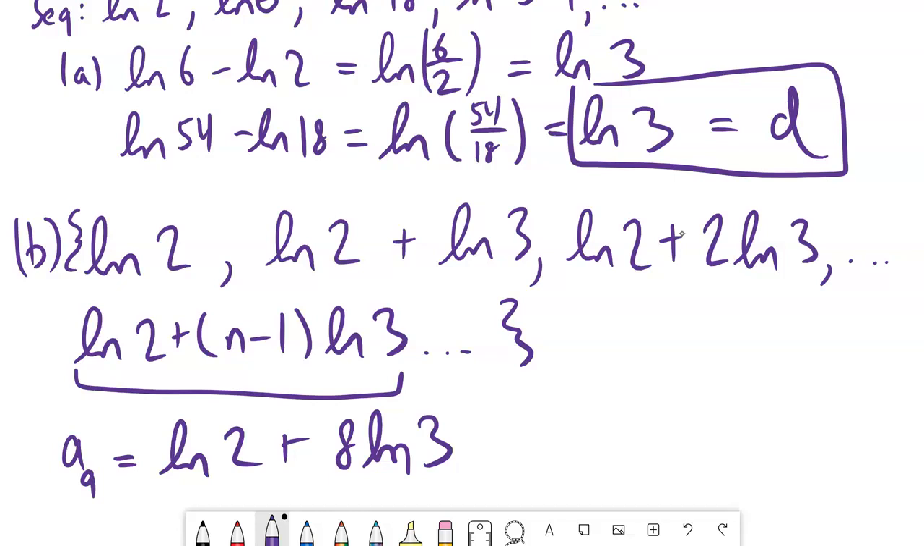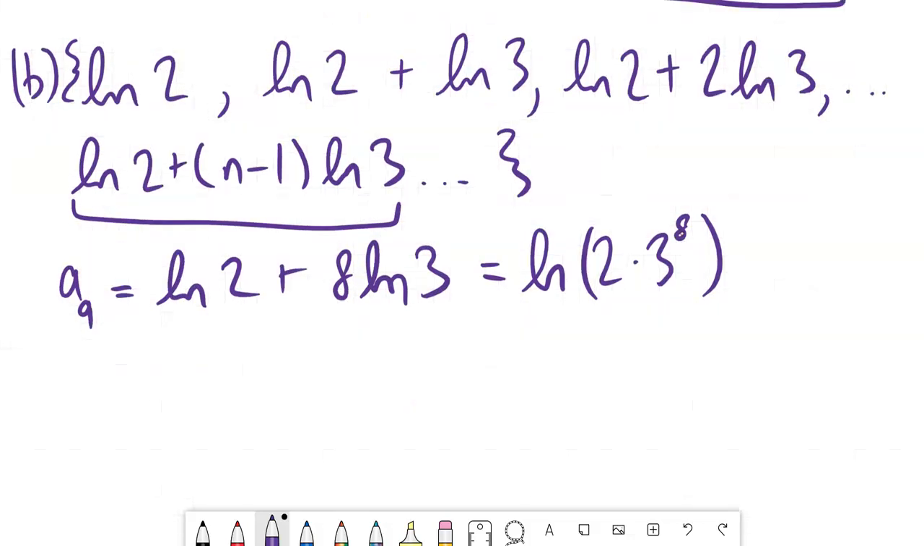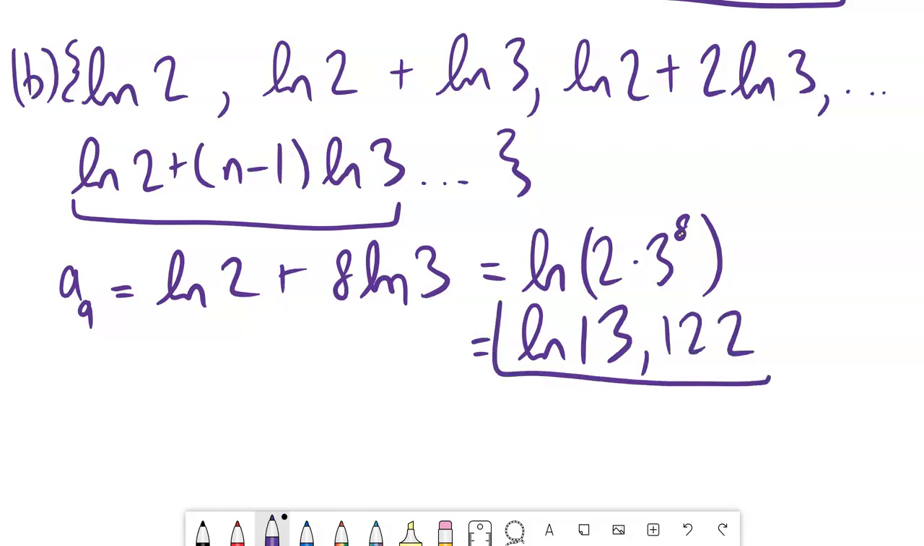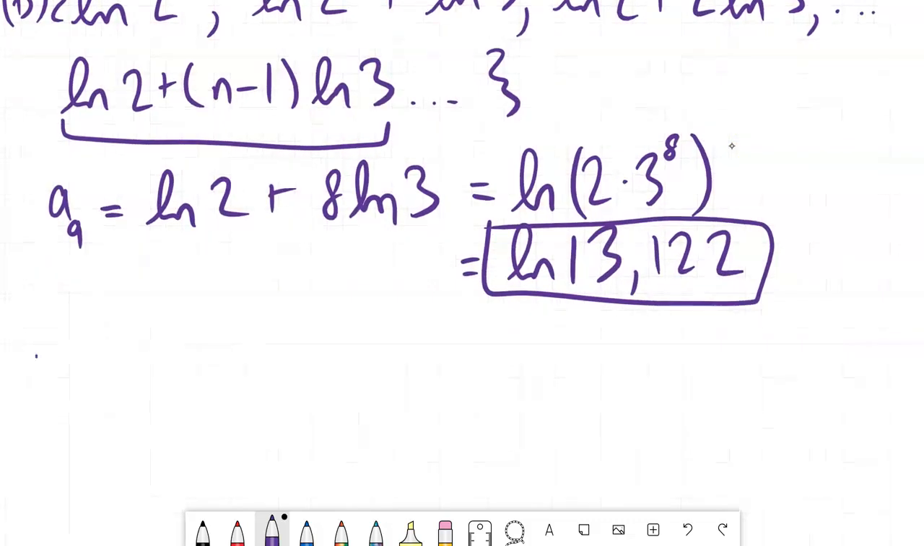Right, and then if you really want to, we can combine this natural log of 2 times 3 to the 8th. I'm just using log properties to condense it into 1. And then if you really want to multiply this out, it's natural log of 13,122. That's the answer. That's the 9th term. And we just found it using one of the definitions of an arithmetic series. And then C.